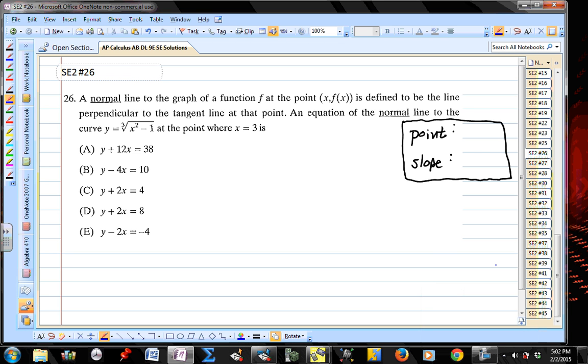Problem number 26, we're given a function and asked to find the equation of the normal line to that curve at a point when x equals 3. So let's remember something. That if we're going to write the equation of a line, we need to know a point on the line and the slope of the line at that point.